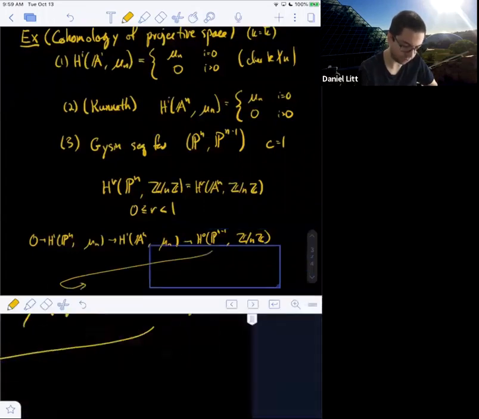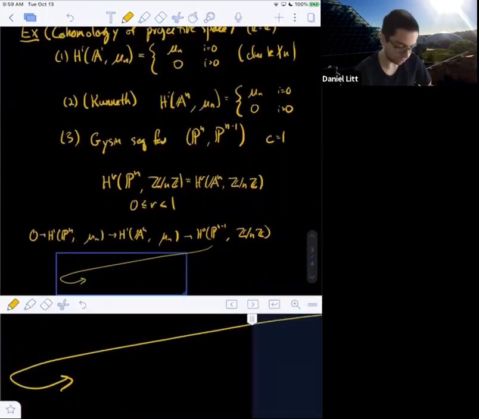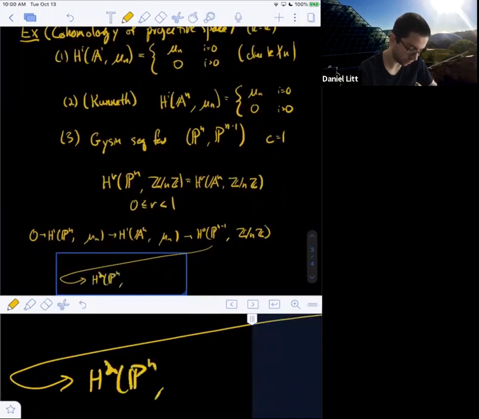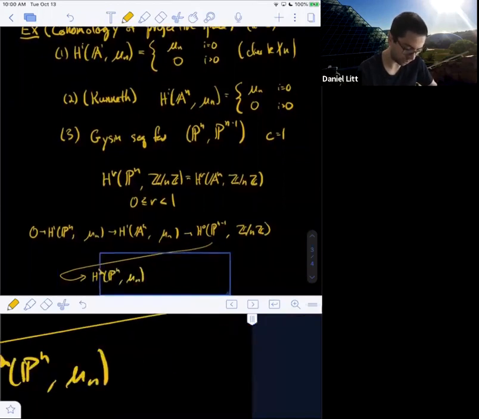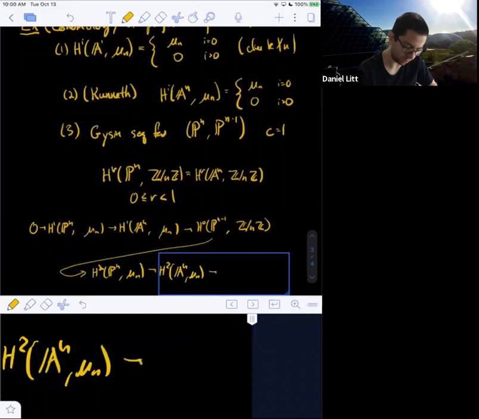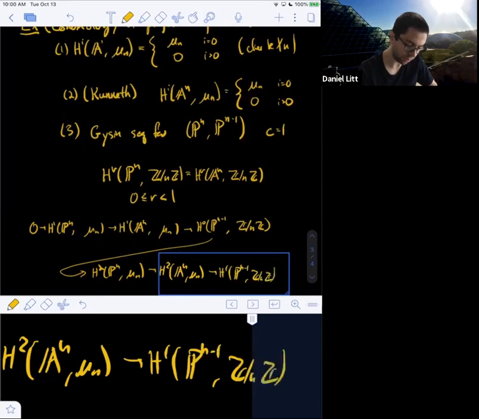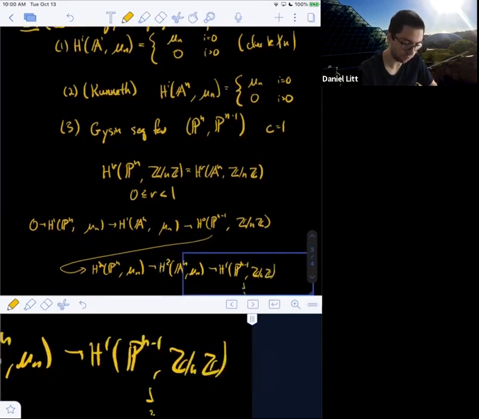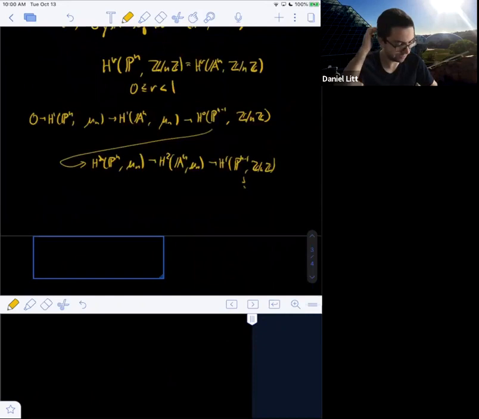And this goes to H 2 of P n with coefficients in mu n. That goes to H 2 of A n with coefficients in mu n. That goes to H 1 of P n minus 1 with coefficients in Z mod n Z, and so on and so forth. Okay, great. So now what?